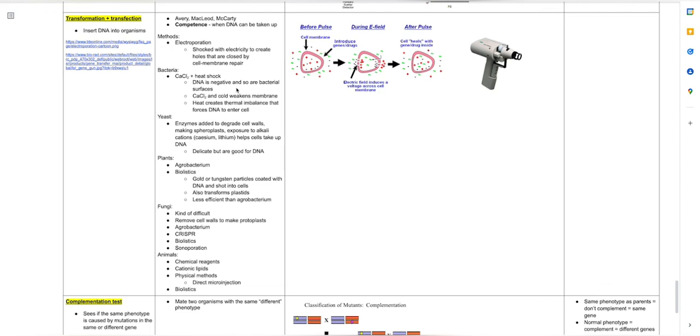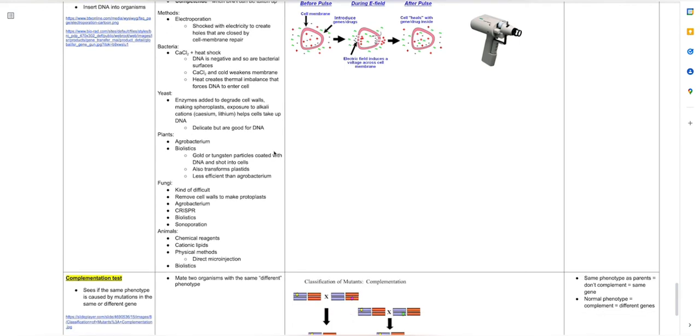So for yeast, what you can do is add enzymes to degrade the cell walls, and that makes stuff called spheroplasts. They're delicate, but they're good for DNA entering. And you expose it to alkali cations, which again are positively charged, and that helps the cells take up DNA. So for plants, there's something you can do.